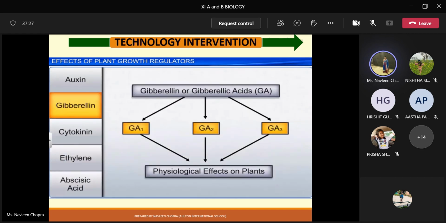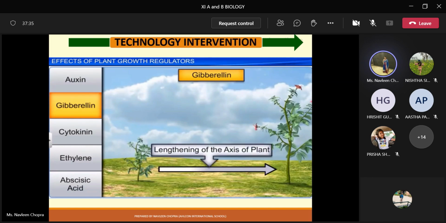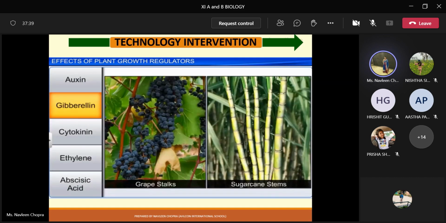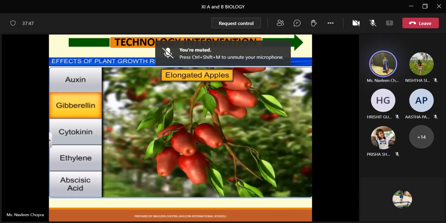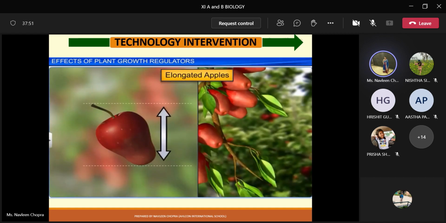Gibberellins have varied physiological effects on plants, such as an increase in the length of the plant body axis. This is why they are used in the lengthening of grape stalks and sugarcane stems to increase the yield. Gibberellins also improve the fruit's shape by causing elongation as in apples.